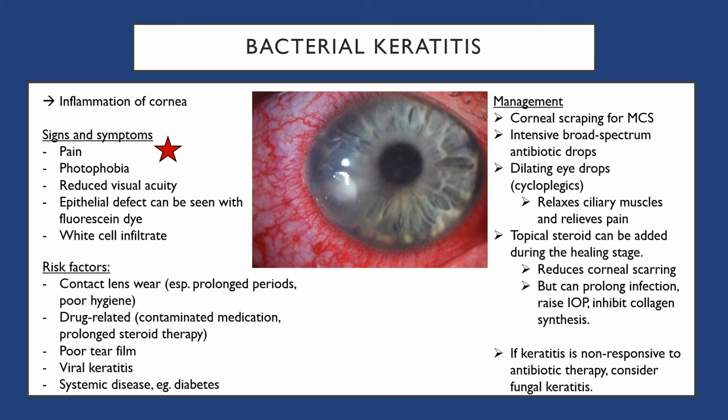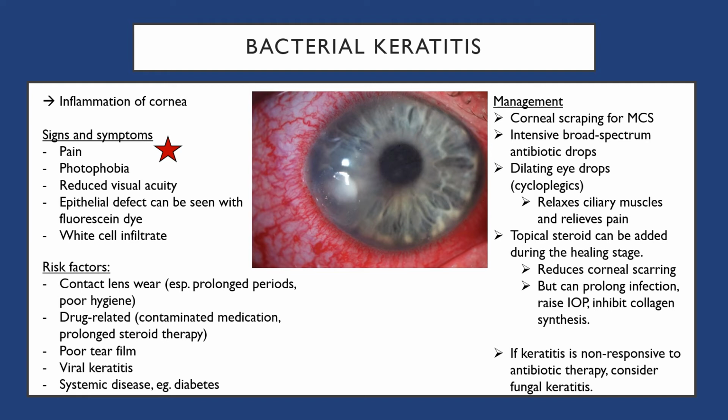Next, you can get infection of the cornea itself. So we'll start by looking at bacterial keratitis first. This has your typical features of pain, photophobia, and as we start moving further back in the eye, we start getting symptoms like reduced visual acuity. If you use fluorescein dye, you might be able to see a defect within the eye as well, so either a bit of loss of the cornea, some ulceration or other damage. You can also see a white cell infiltrate.